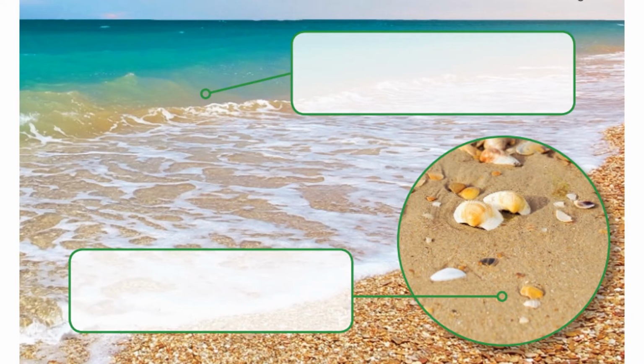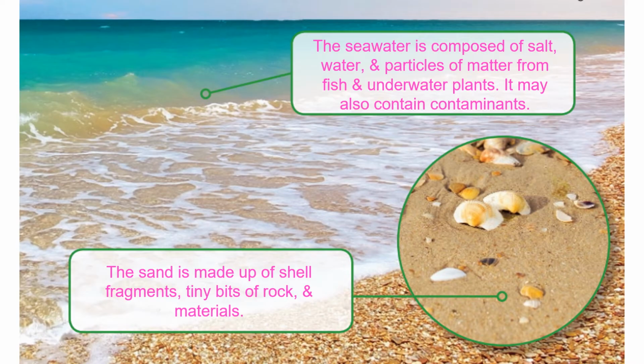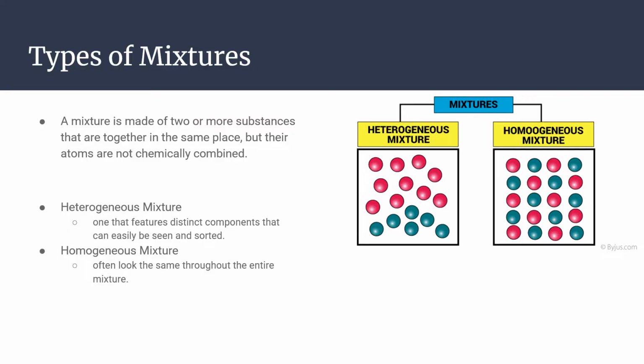All right, so moving on to the components of the seawater and sand. The seawater is composed of salt, water, and particles of matter from fish and underwater plants. It may also contain contaminants. And then sand is made up of shell fragments, tiny bits of rock, and materials. Your answer should look something like this. It doesn't have to be exact, although in this case, I think writing exactly what I wrote would be a good idea.